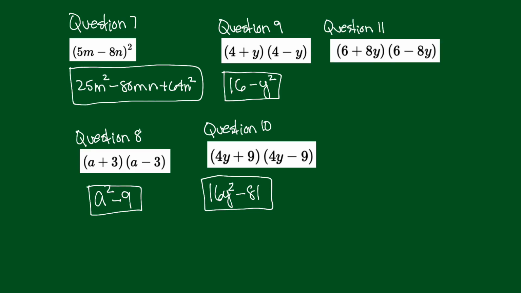Question 11, we've got 2 terms times 2 terms, and they happen to be conjugates, right? One is plus, one is minus, so let's use our template. We'll square the first. 6 squared is 36. Put a minus sign to square the second. Now when I say the first, I'm dealing with the first one here and the first one here. So square the first, 36. Put a minus sign, square the second. 8y times 8y is 64y squared.